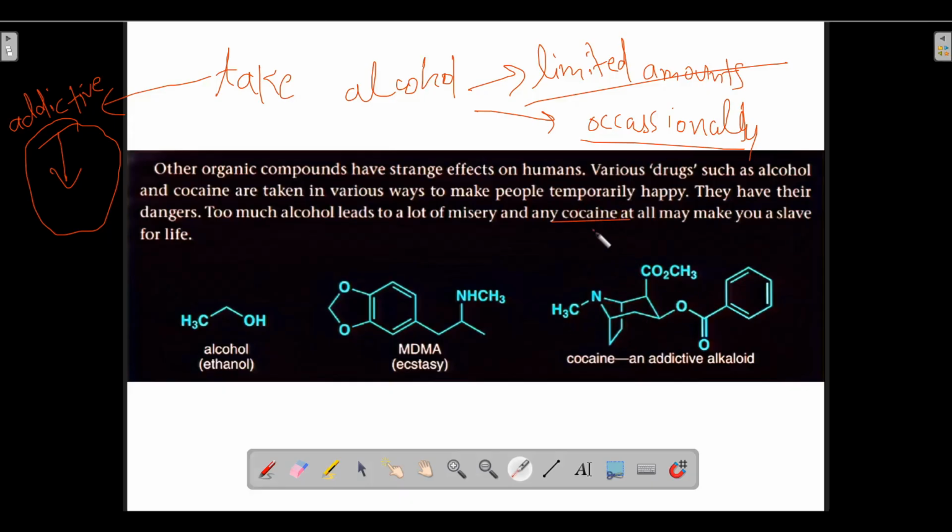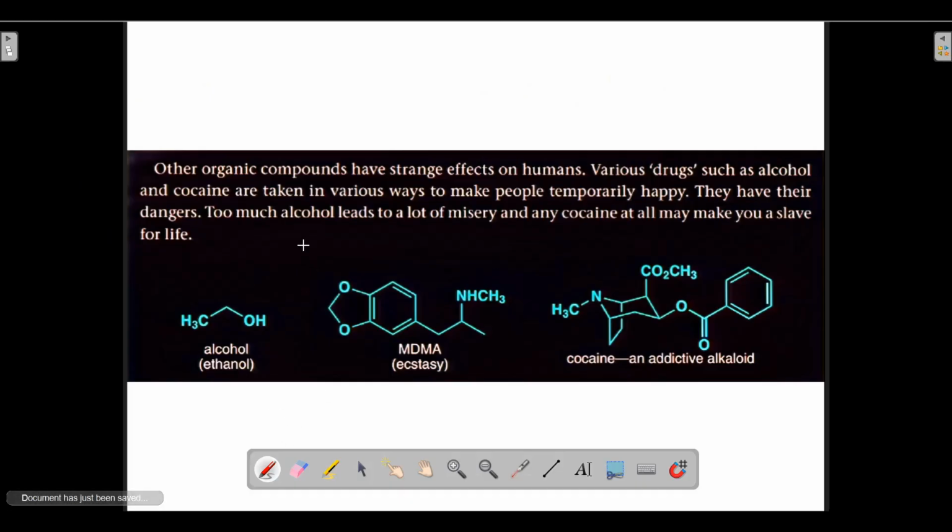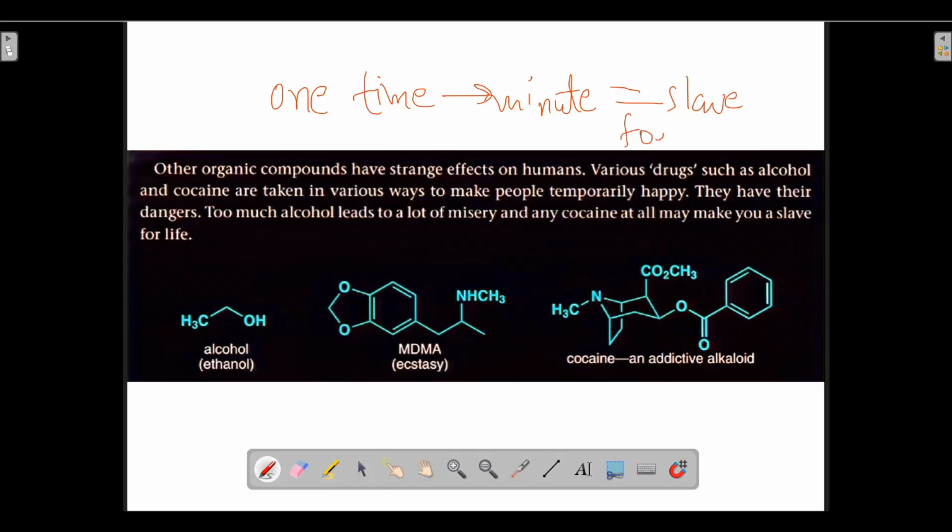Cocaine, which has been shown here, is very different. Even if you take cocaine in minor amounts, even just once, you will still become a slave for life. Even taking it one time, in minute amounts, will make you a slave for your complete life, because you will always be dependent on it.